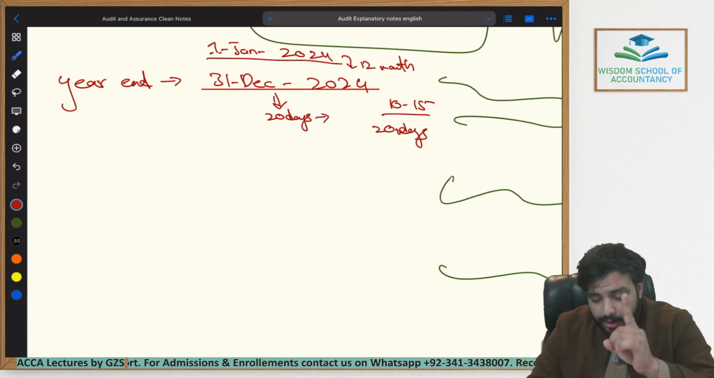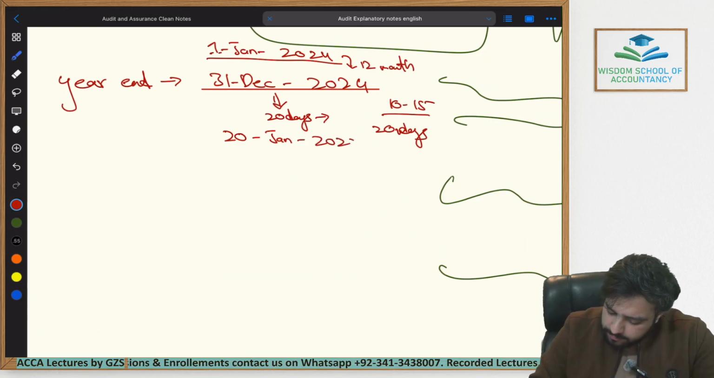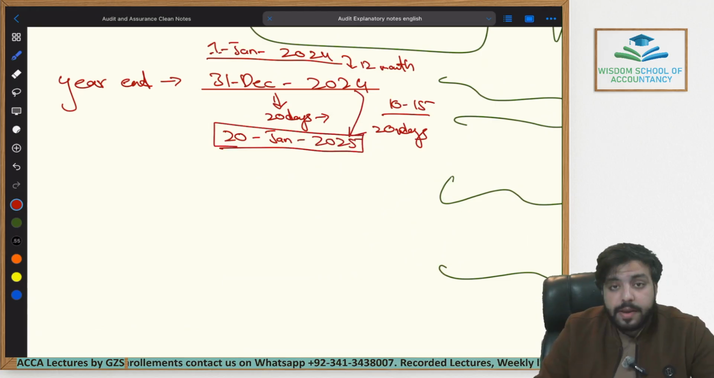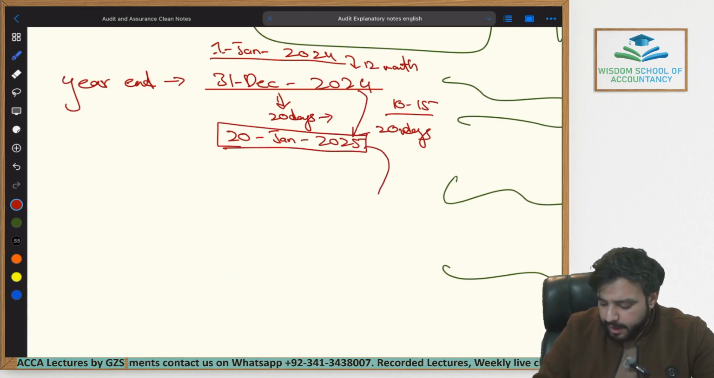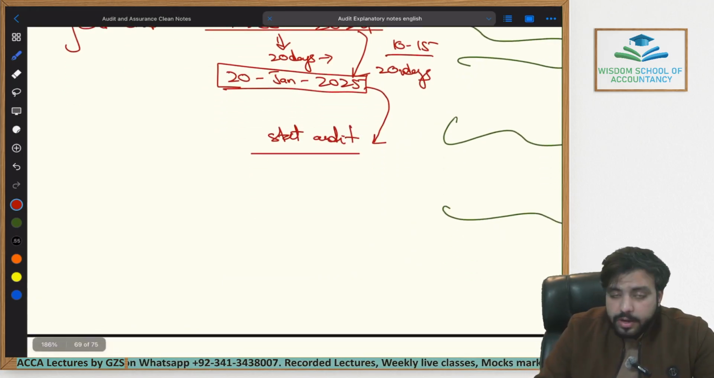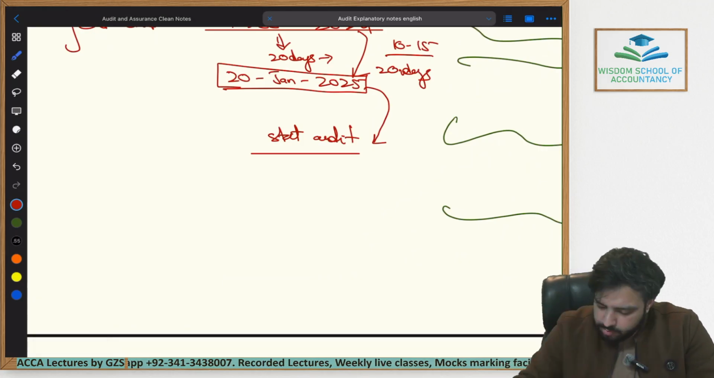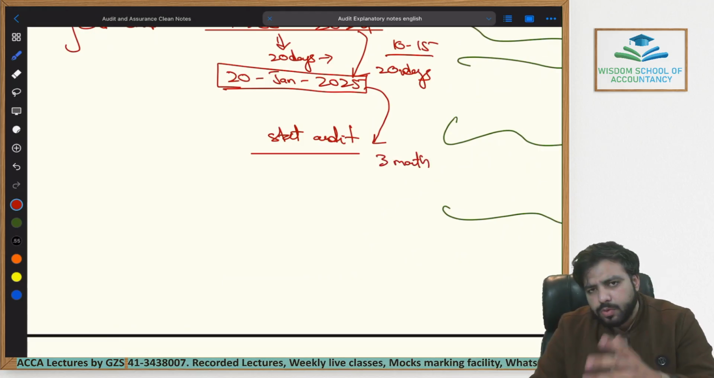This means the financial statements will be ready at, let's say, 20th of January 2025, 20 days after the year end. This is the date when the financial statements will be ready. These financial statements will be handed over to the auditor. The auditor will start the audit at this date. Once the auditor starts, the audit itself is a period of 2.5 to 3 months. Let's assume 3 months. It will take 3 months for the auditor to complete this audit, or even 2.5 months.